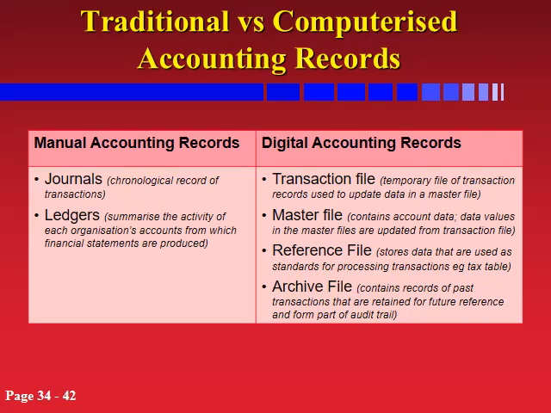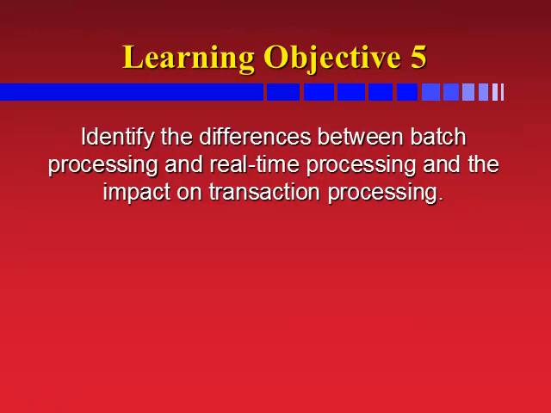The archive file contains records of past transactions that are retained for future reference and form an important part of the audit trail. Examples of archive files are past year journals and prior year ledgers. Let's move on to the differences between batch and real-time processing and its impact on transaction processing.